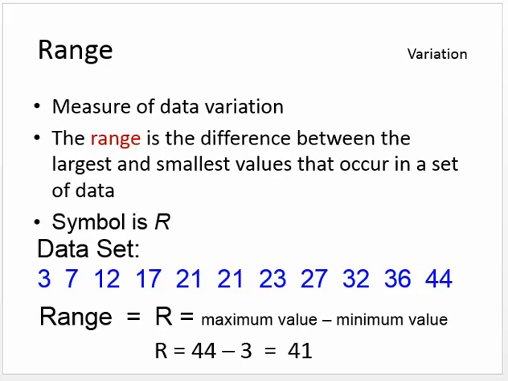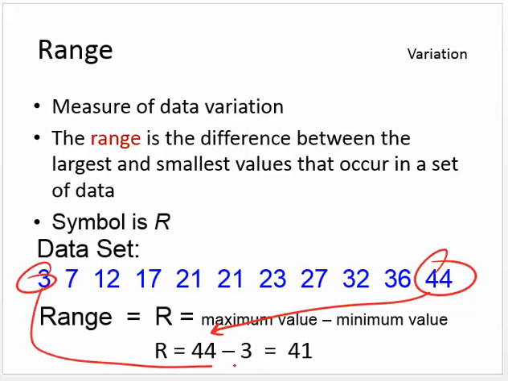Range. Well, again, put the numbers in order from least to greatest. Once you have them, the range is simply your largest value, which is 44, minus the smallest one. All right, 44 minus 3 means there's a range of 41 from our largest number to our smallest. And that's all range means.